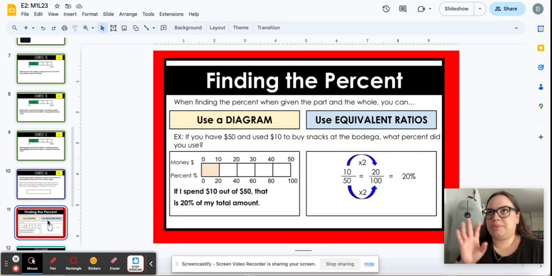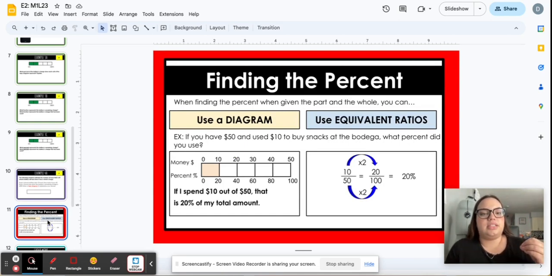Students, especially those in groups that are lower leveled, will be given this. This is like the key information of this. So in order to find a percent when given a part and a whole, you can either use a diagram like a tape diagram or a double number line, or you can use equivalent ratios.